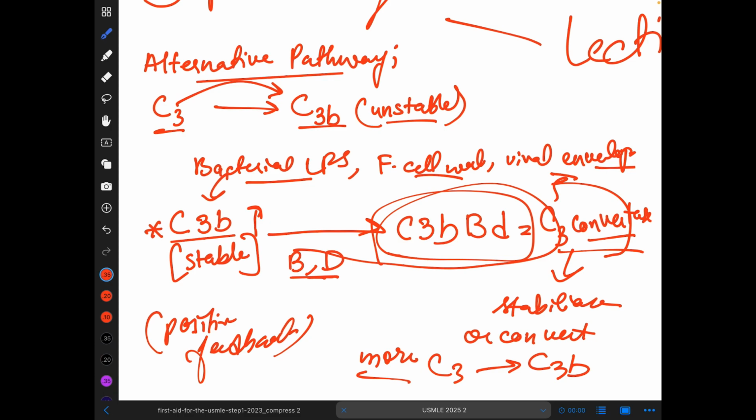That is all about the alternative pathway. The alternative pathway is just spontaneous conversion. Understand?